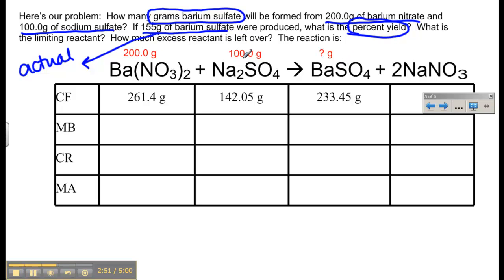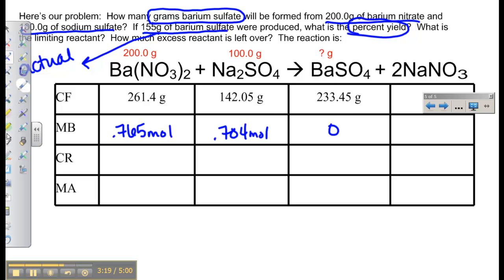Now notice I have 2 reactants, so I am going to have to convert each one to moles. So 200 grams of barium nitrate converted to moles is 0.765 moles. 100 grams of sodium sulfate converted to moles is 0.704. And of course we start with 0 of our barium sulfate. So because our 0.704 is our smallest, that's the one I'm going to use to complete my problem.